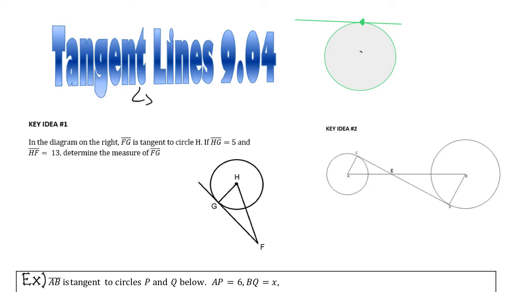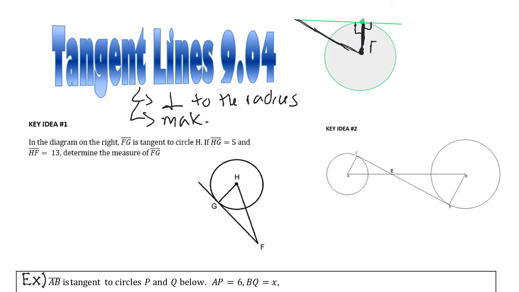So the most important property about a tangent line is it is perpendicular to the radius. So if I drew the radius of this circle, those would be perpendicular. So if I drew a triangle outside the circle, and that's a tangent line, it makes a right triangle. So tangent lines also make right triangles.